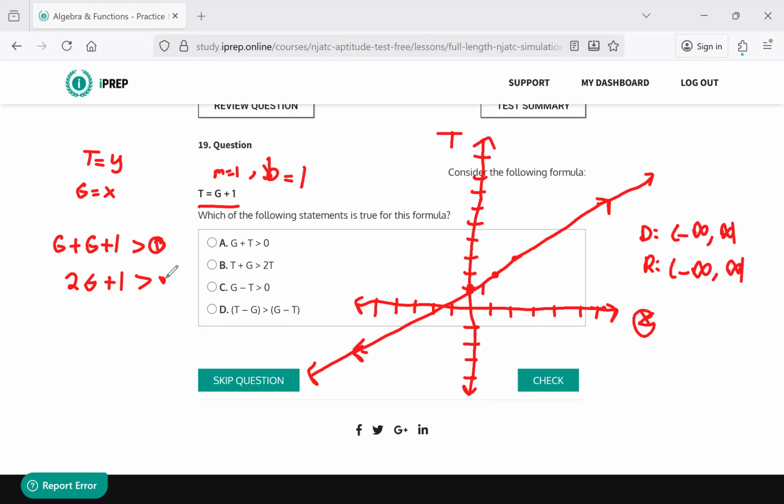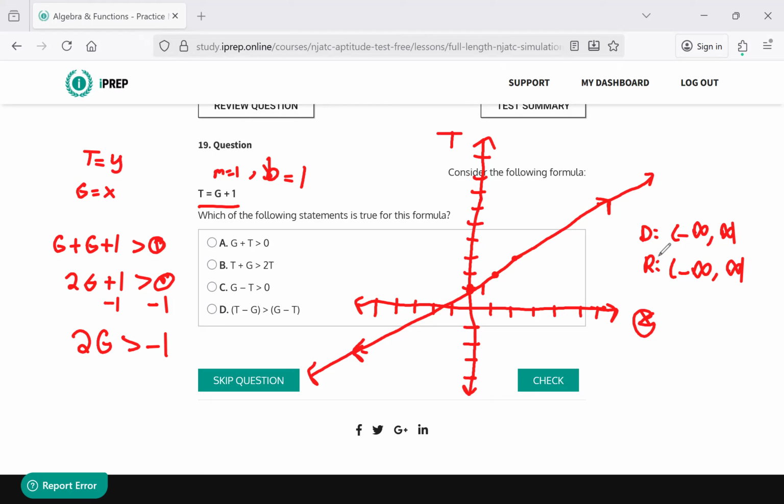Oops, this is 0. And then if I subtract 1, you get 2g is greater than negative 1. Okay, so this is why I kind of drew the graph. So for the domain for g, you can use all real numbers. You could do 0, 1, 2, 3, 4, you could do negative 1, negative 2, negative 3, because the domain is all real numbers.